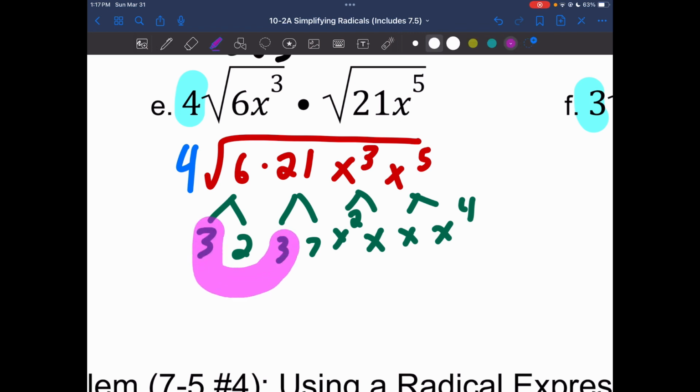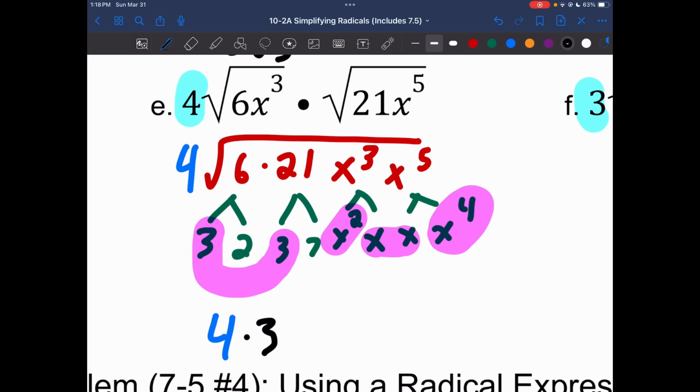We have a pair of 3s. We have a pair of x's, and a pair of x squareds. So we are keeping in mind the 4 that's out in the front, and then we're bringing out a 3, an x, and an x squared. X squared because 4 divided by 2 is 2.